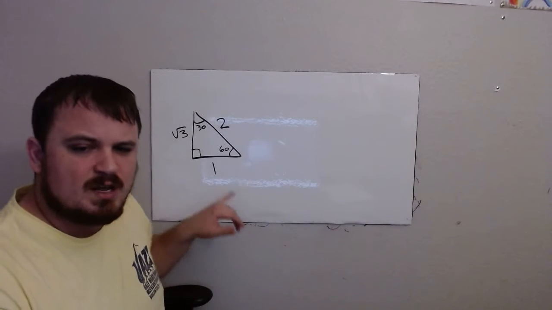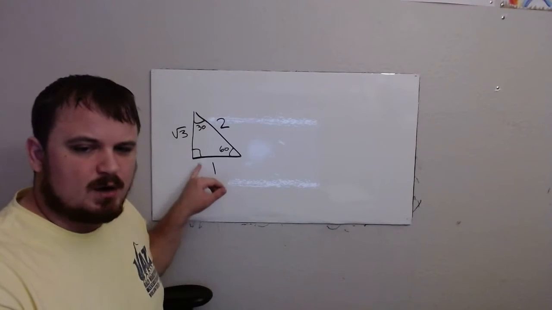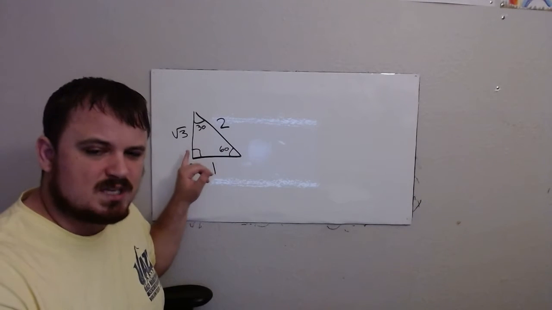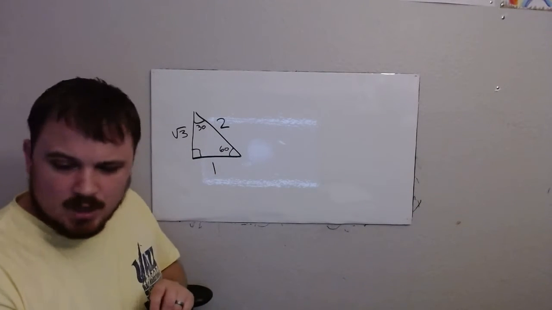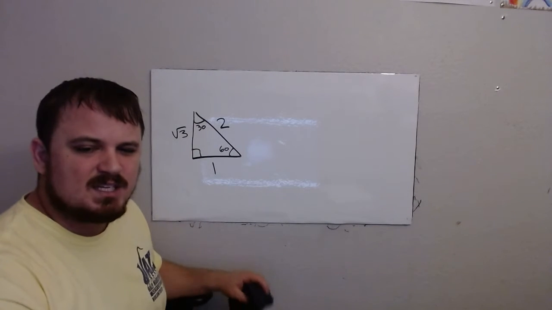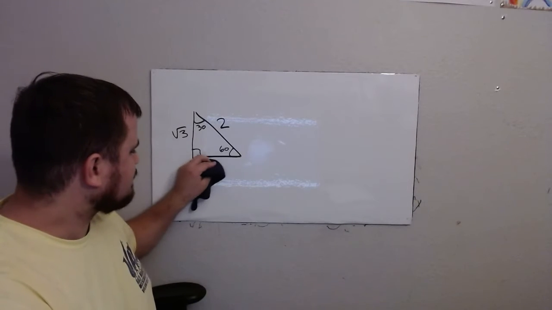The side across from 30 is always the short side. The side across from 90 is always the hypotenuse and needs to be doubled. The side across from 60 is always the long side and needs to be multiplied by root 3. So I think there's a way I have normally gone about doing this, but I think the easiest way to approach this is to do this.